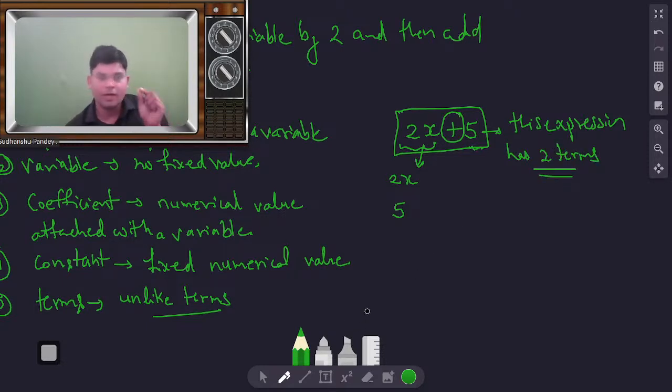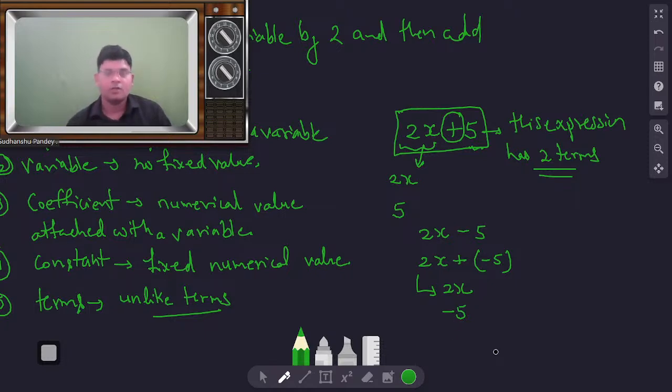Terms means you have to identify how many positive or negative signs are there. Suppose I am writing 2x minus 5. This can also be written as 2x plus negative 5. Any doubt? So how many terms are there? The first term is 2x, another term is negative 5. So terms are basically the total quantity of the different numerical expressions separated by the positive sign.